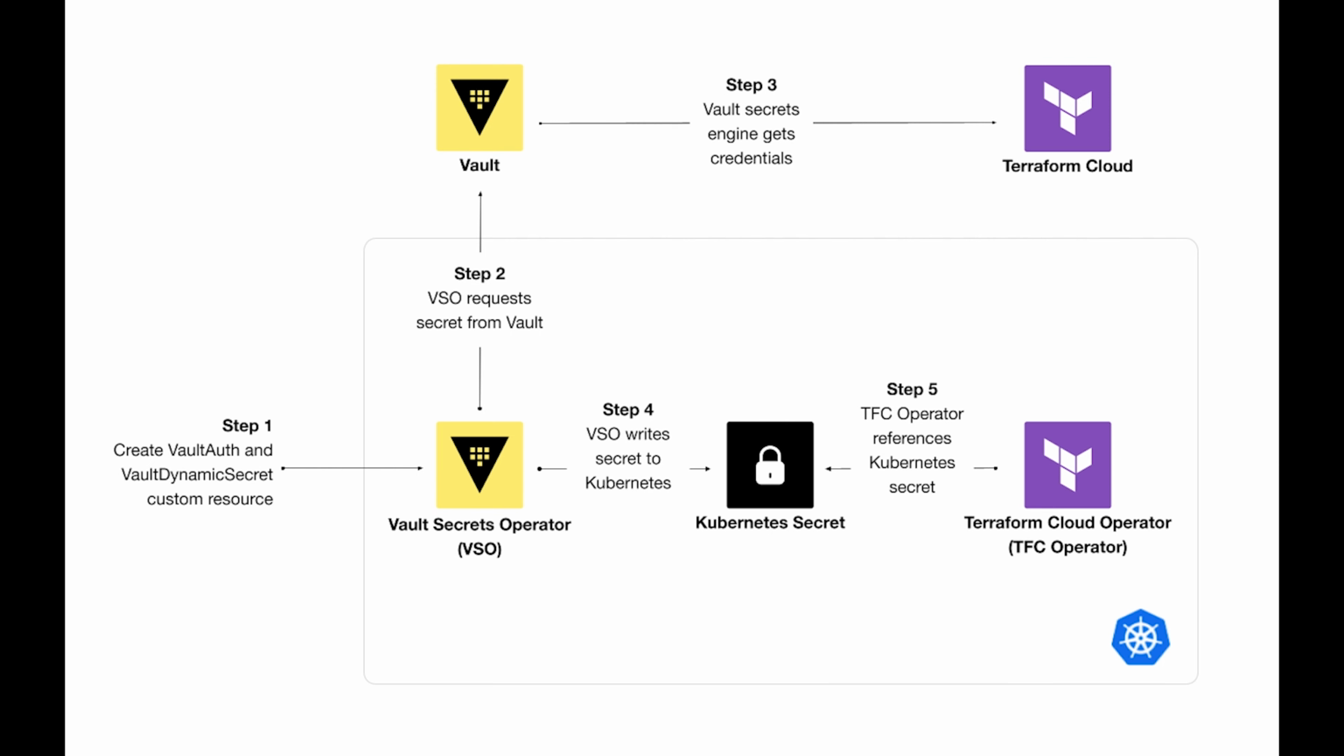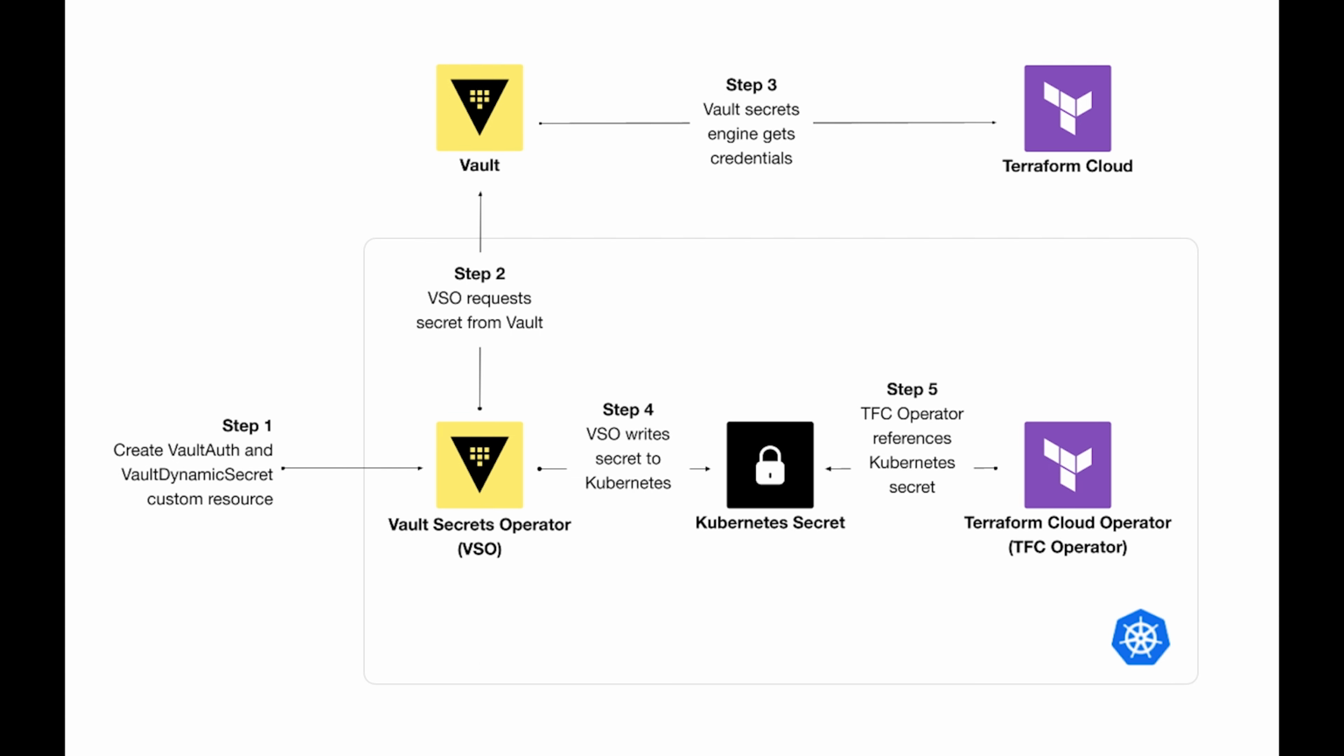Many Kubernetes resources and workloads do not support a file-based approach to reading a secret. Instead, they expect a Kubernetes secret to be in place to reference in order to run successfully. One such example of a resource that does this is the Terraform Cloud Operator.